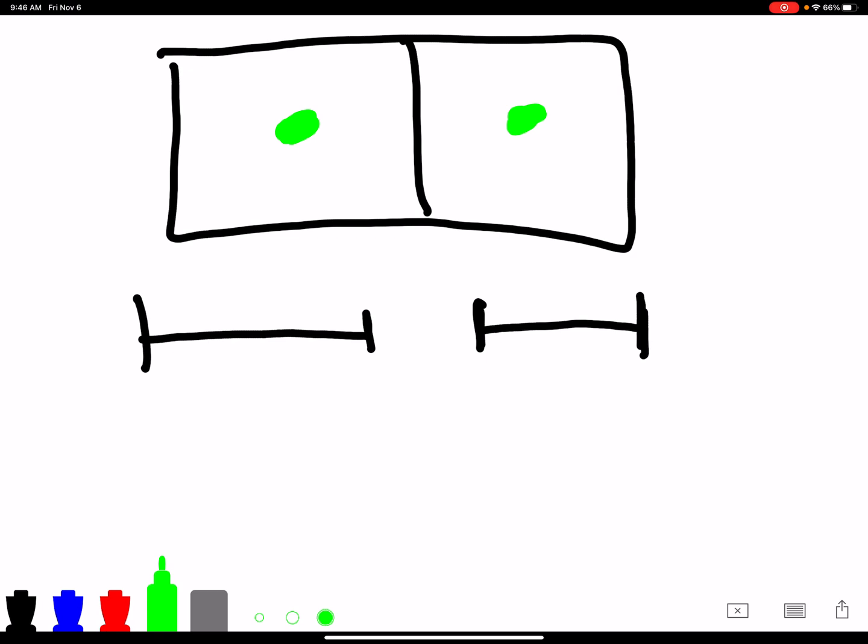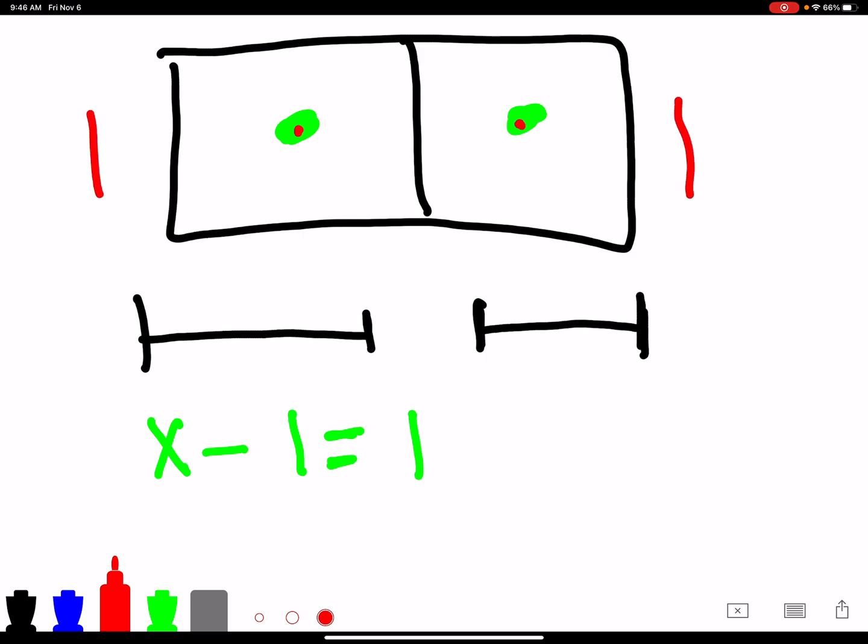And then we have X or question mark minus 1 equals 1. So if we want to work backwards, if we just want to rely on our model right here, we know this is 1, and then we have 1, and this is 1. So remember, part plus part equals whole. So if we want to go on the side, 1 plus 1 equals what?